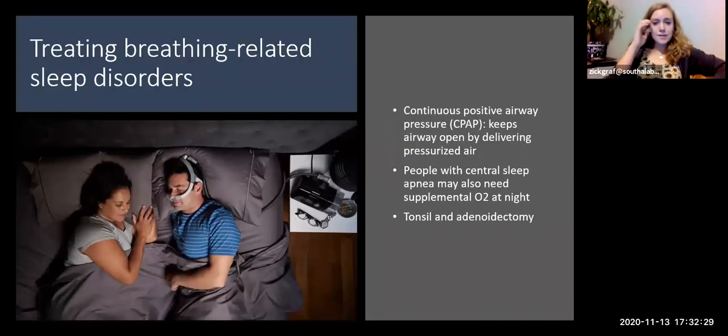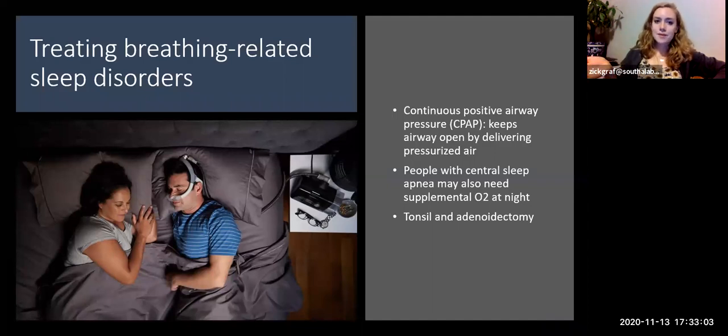So for both obstructive and central sleep apnea, and also for hypoventilation disorders, the first line treatment is usually continuous positive airway pressure, or CPAP. This is basically just a machine that goes over a person's nose and blows air into their airway continuously at a high enough pressure that it keeps their airway open, even if their tongue starts to fall back in their mouth. This is sometimes enough for people with central sleep apnea, as long as air keeps moving through their airway, it can help their brain to continue to regulate breathing.